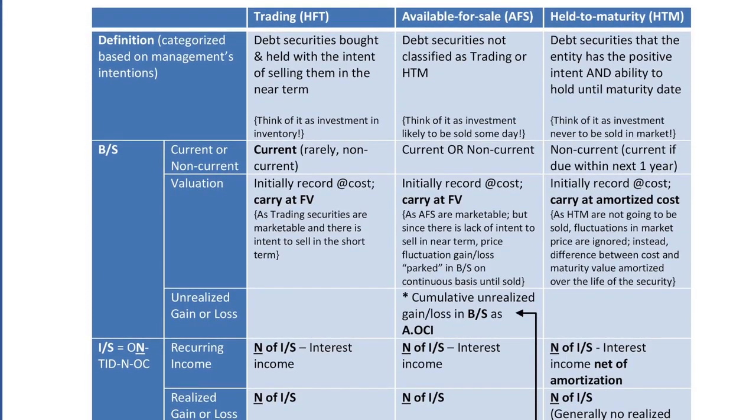So held for trading securities, as we discussed, are debt securities bought and held with highlight intent of selling them in the near term. And I want you to highlight, think of it as an investment in inventory. You're buying the inventory and you want to sell it off in the near term. Similarly, trading securities, buy, sell.